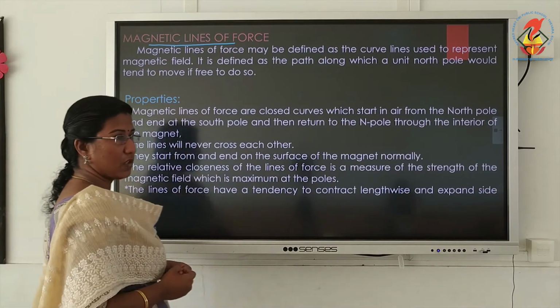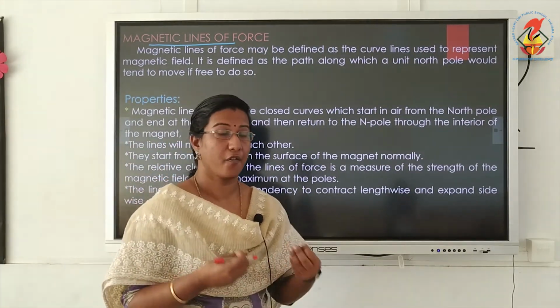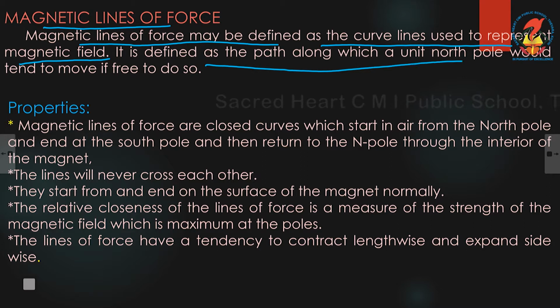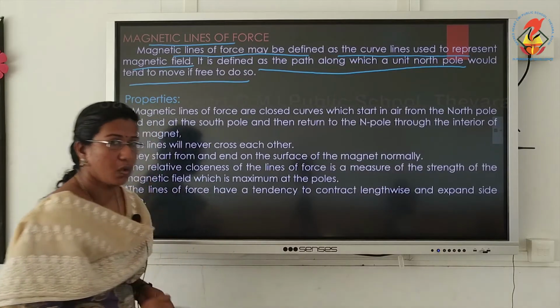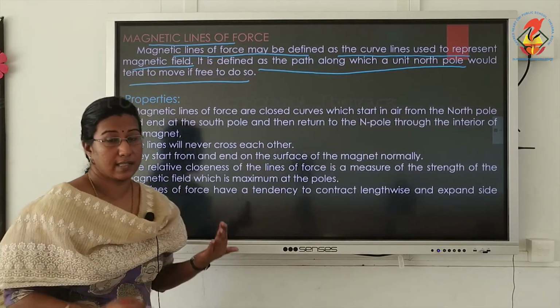Magnetic lines of force means the curved lines which represent the magnetic field. Magnetic lines of force may be defined as the curved lines used to represent the magnetic field. It can also be defined as the path along which a unit north pole would move if it is free to do so. And the magnetic field lines have their properties.